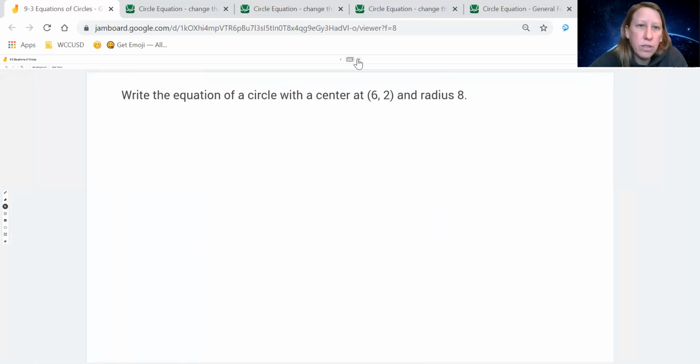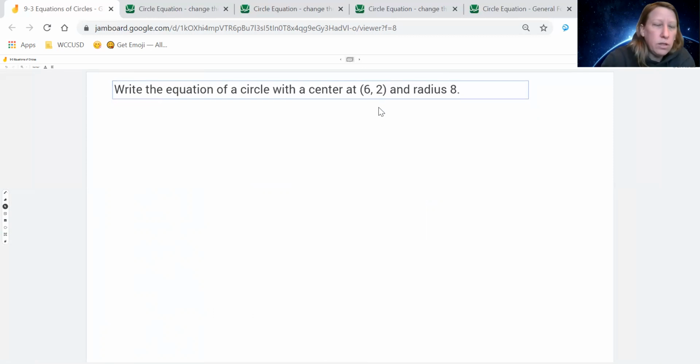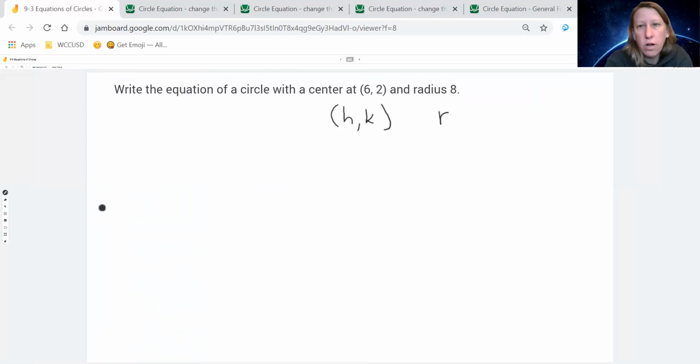Now, I'm going to skip that one. Write the equation of a circle with center 6, 2 and radius 8. Okay, that's not bad. We know this is h comma k, and we know this is r. So the radius is 8, and we know that h is equal to 6 and k is equal to 2. That's all the information I need.